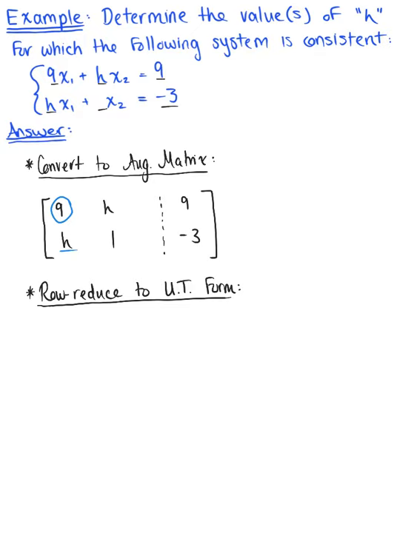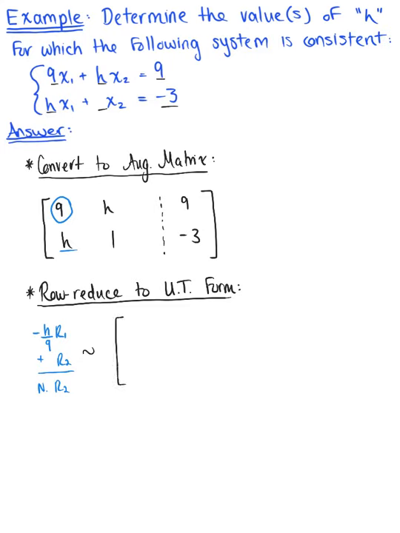So how are we going to do this? Well, we're going to need to scale the first row by a factor of -h divided by 9, and then add this to the second row to attain the new and reduced second row. So here we go.